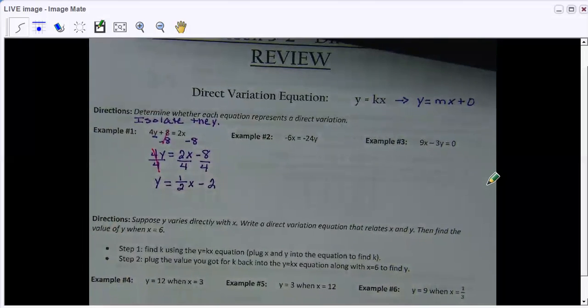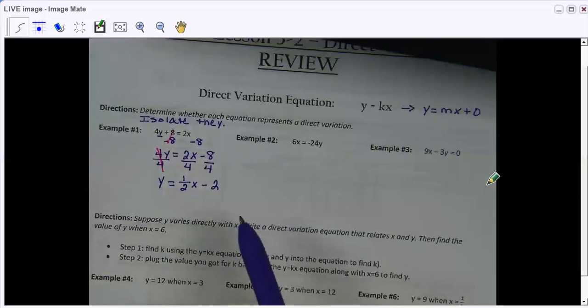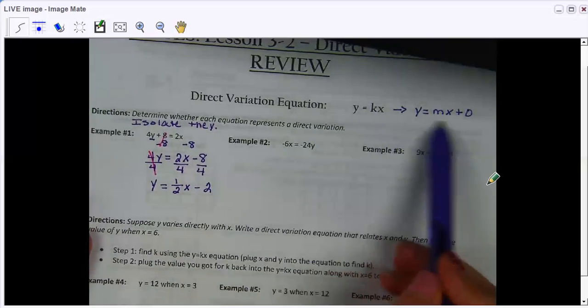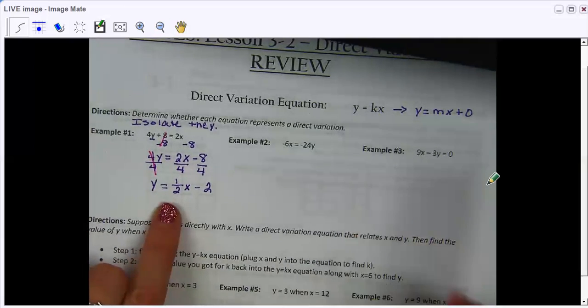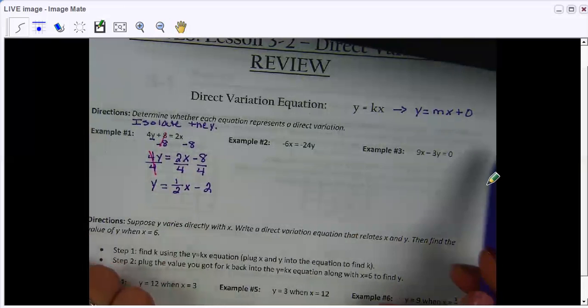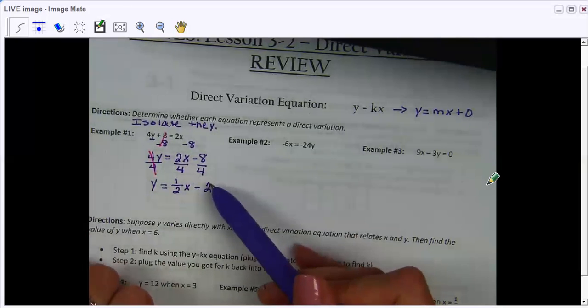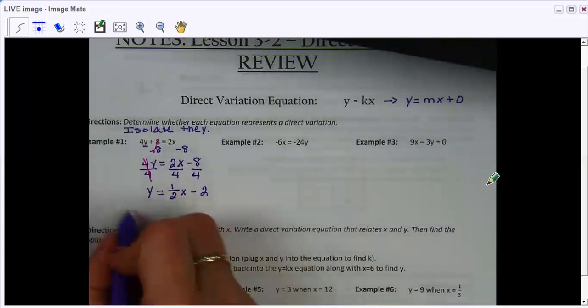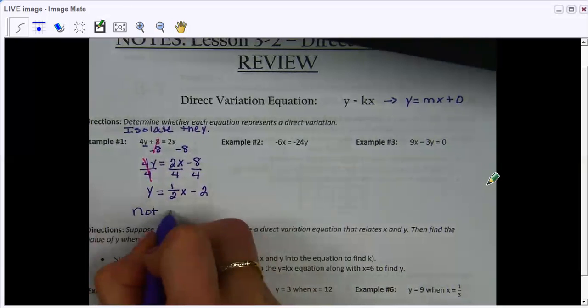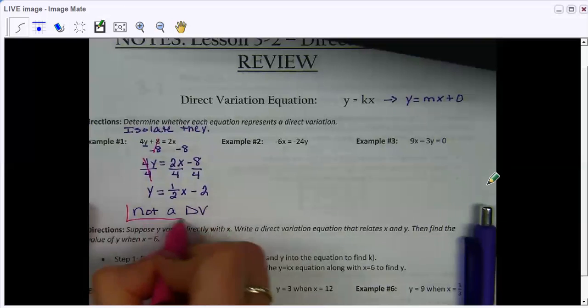So now we have to come back up here and follow the directions. Determine if this represents a direct variation. According to our direct variation equations, does this represent a direct variation? What does a direct variation equation have to have? 0 where the y-intercept is. But look, here it has a -2. So this is not a direct variation equation. So not a direct variation.